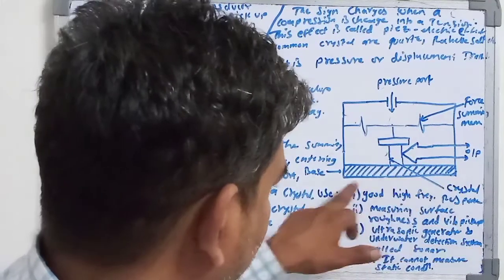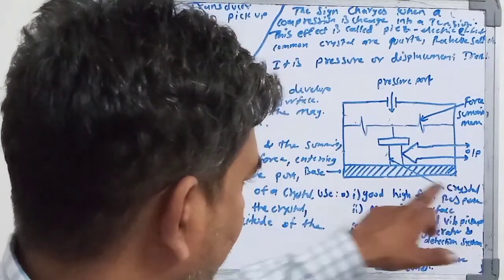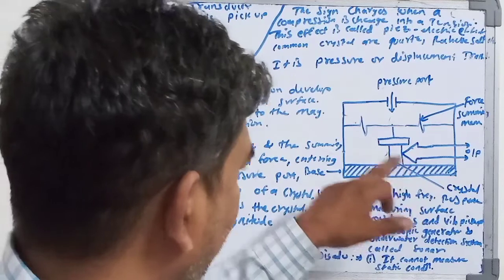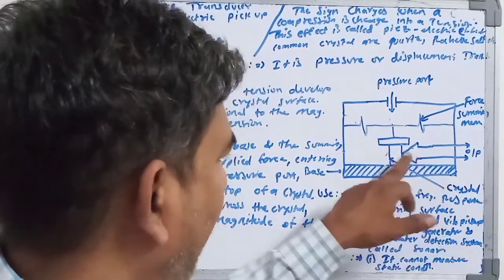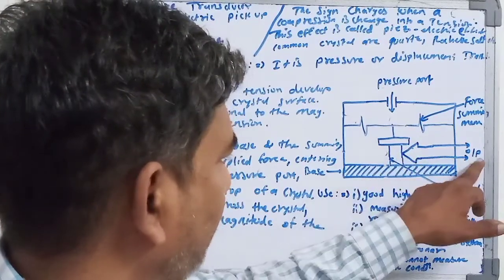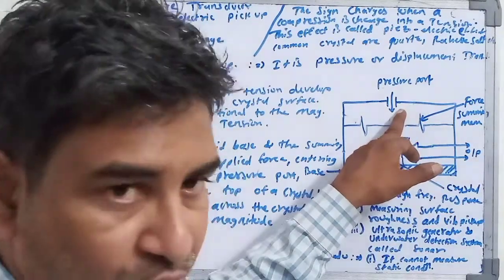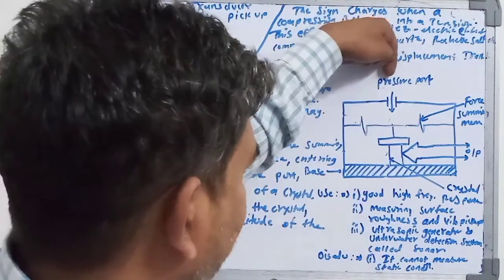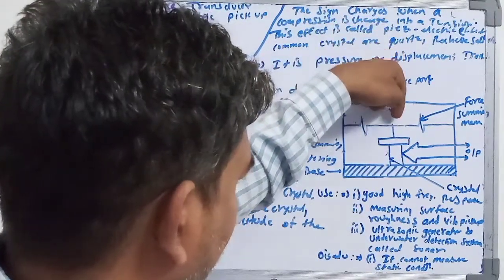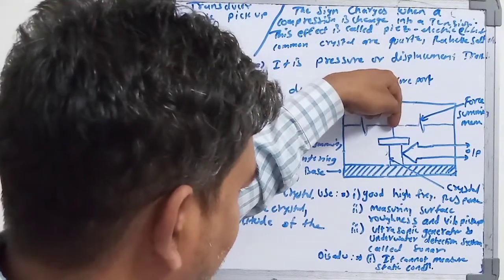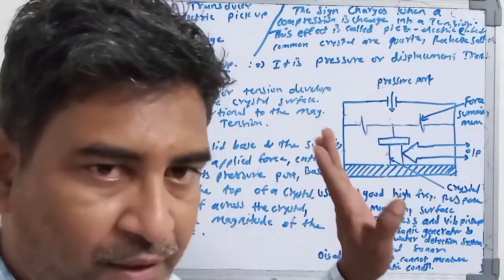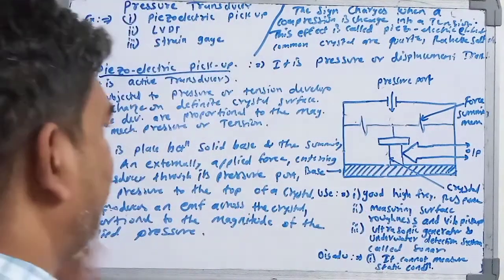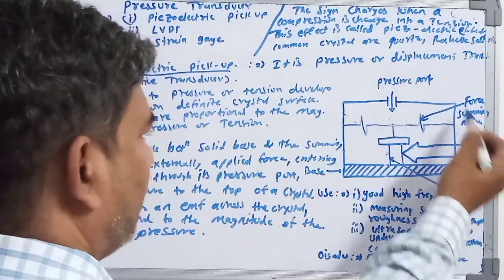This is the base, drawn with a line. Here the cylindrical part is the crystal, and from this crystal we have taken the output, and this is the pressure port. As soon as the pressure is applied on the summing member, the crystal slightly goes down, and due to the pressure the output is created.